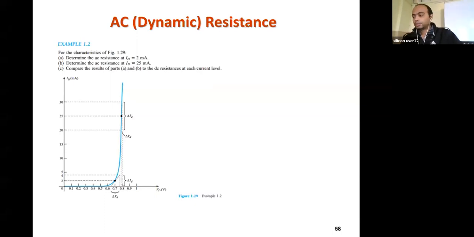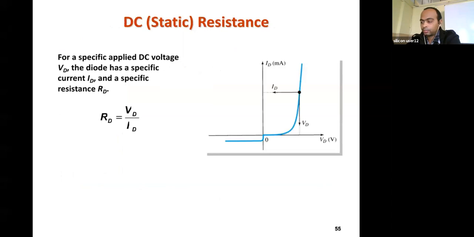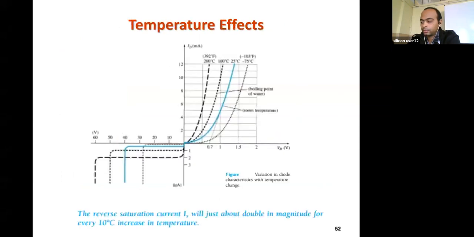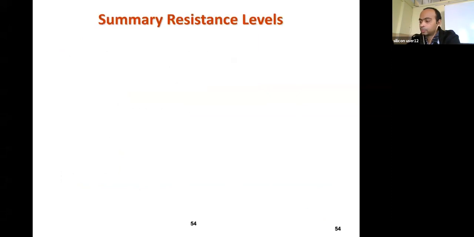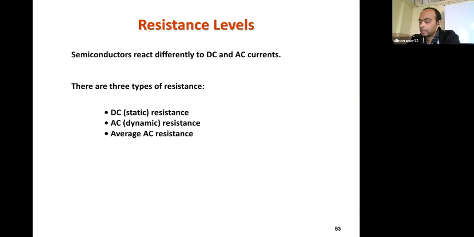Okay, so in the last class we were discussing resistances. We had seen three types of resistances: the DC resistance, the AC resistance, and the average AC resistance. Yes, these three resistances we have discussed.